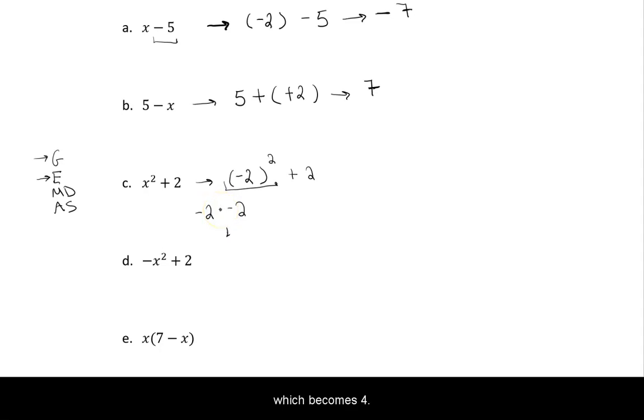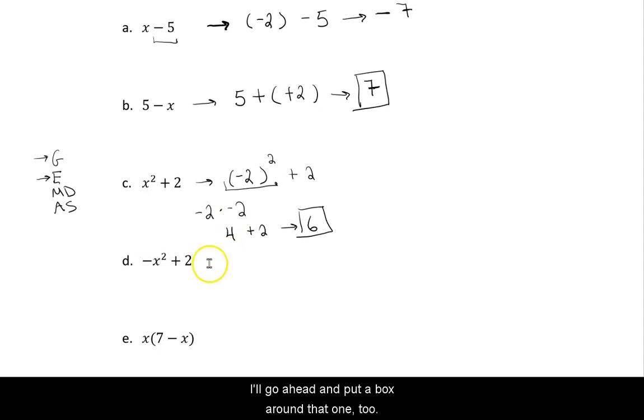which becomes 4. And then I add my 2. So that simplifies to 6. So that is my final answer. I'll go ahead and put a box around that one too.